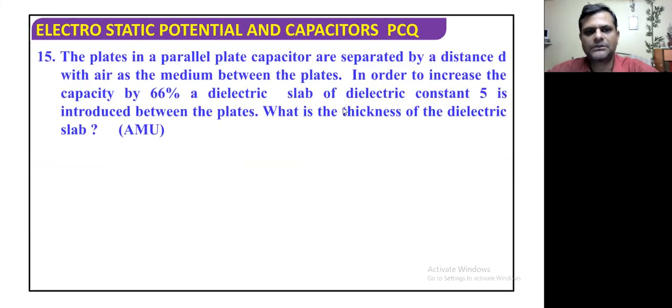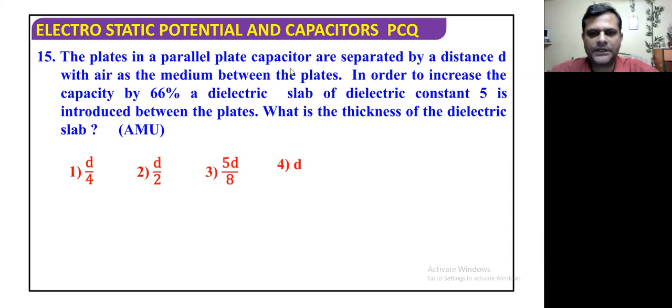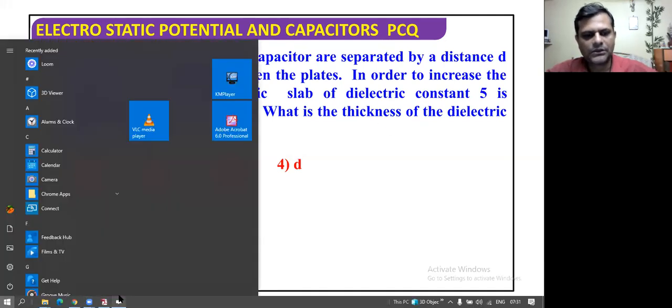See the next question. The plates in the parallel plate capacitor are separated by distance d with air as a medium between the plates. In order to increase the capacity by 66%, a dielectric slab of dielectric constant 5 is introduced between the plates. What should be the thickness of the dielectric slab? Okay, so let us take this question on our board.